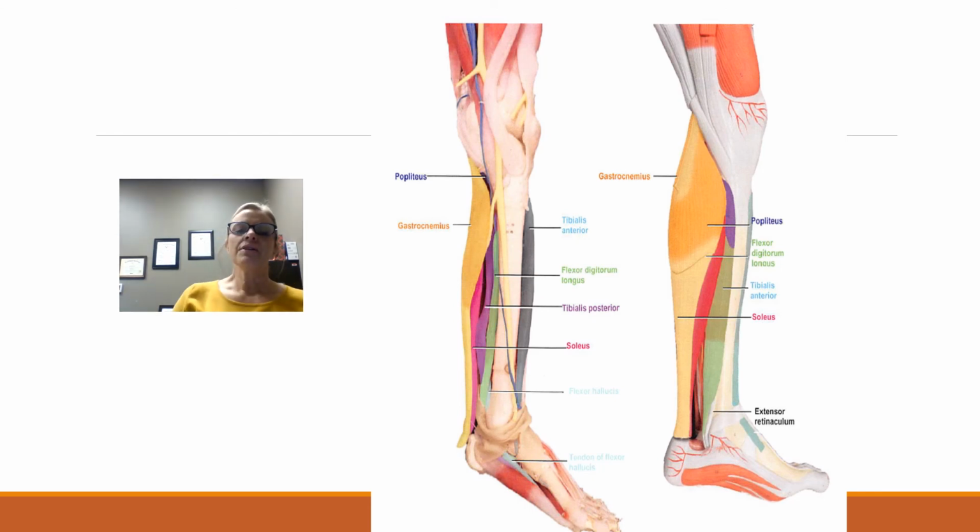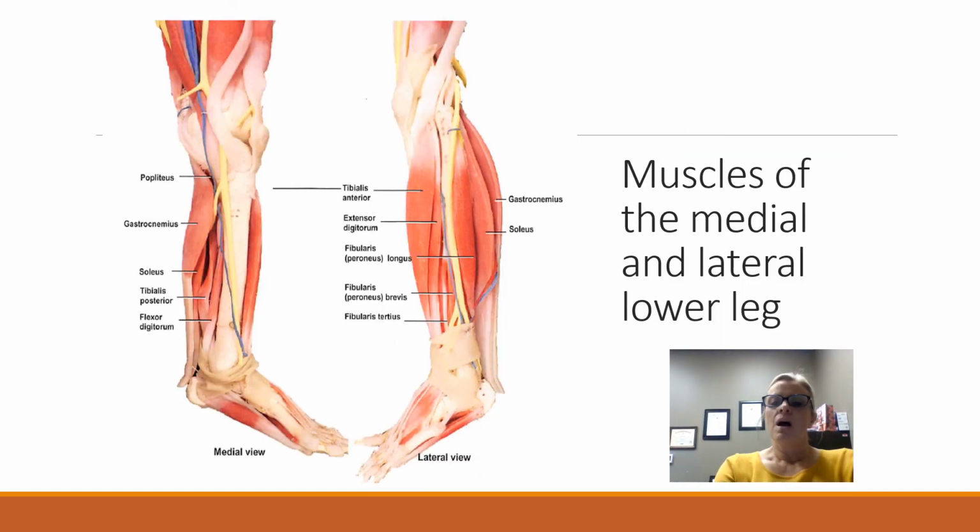All right, the anterior leg muscles are going to dorsiflex the foot, which means move upward at the ankle, or extend the toes, which is move the toes upward. These are all going to originate on the tibia and insert onto the top of the foot, the tarsals, the metatarsals, or the phalanges. The muscles of the medial and lateral lower leg are here. You can see these pretty well.